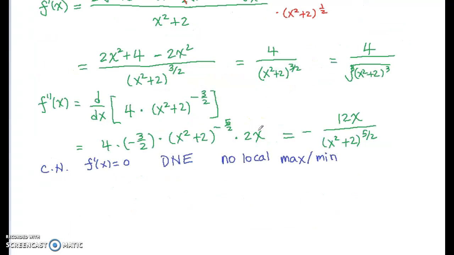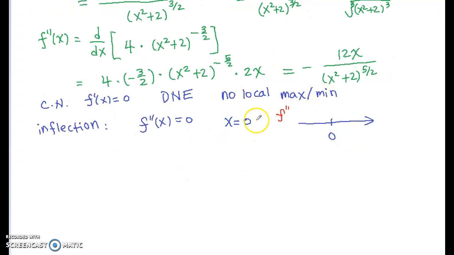Now, do we have a point of inflection? An inflection point is where f double prime of x equals 0 and the concavity changes. So as you can see, if you set f double prime equals 0, it has to be 12x equals 0, right? So x must be 0. Now to verify x equals 0 is indeed an inflection point, we need to discuss the sign of f double prime before 0 and after 0.